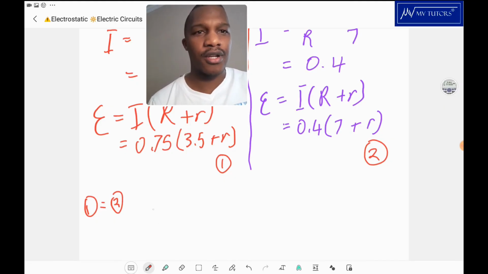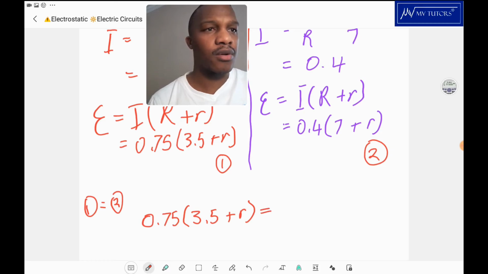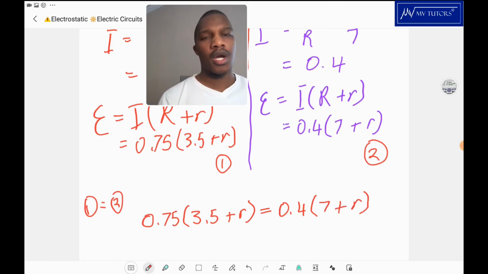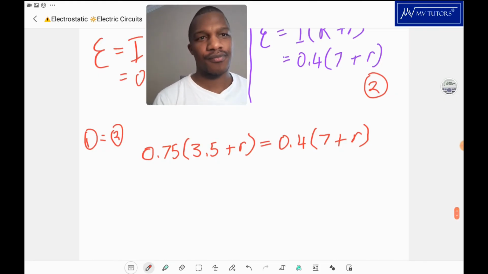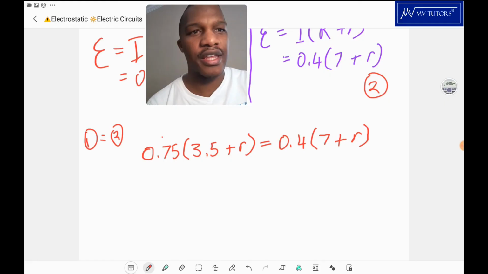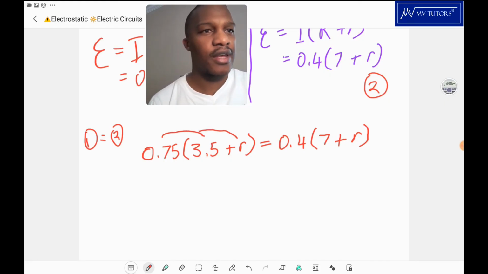So what's that going to look like? Equation number 1 is 0.75 times 3.5 plus r, equal to this other one, which is 0.4 times 7 plus r. Now all that's left is to do some mathematical gymnastics, and then we're going to get the answer. How are we going to do that? We're going to take that, multiply it there and there, take that, multiply it there and there.